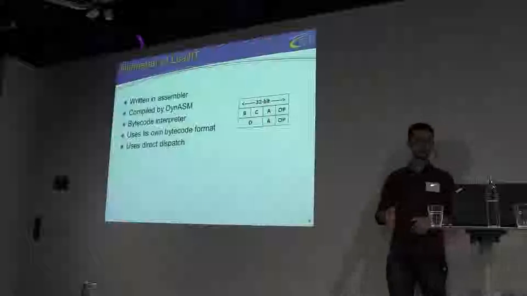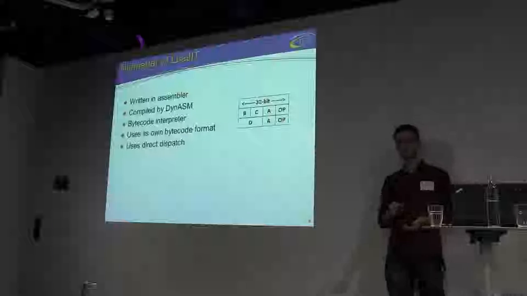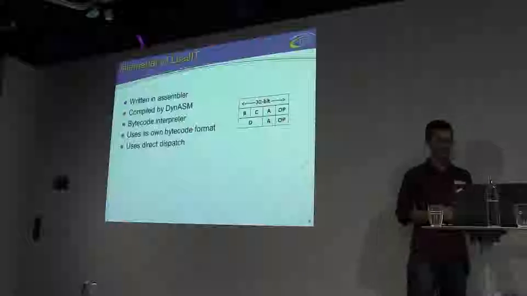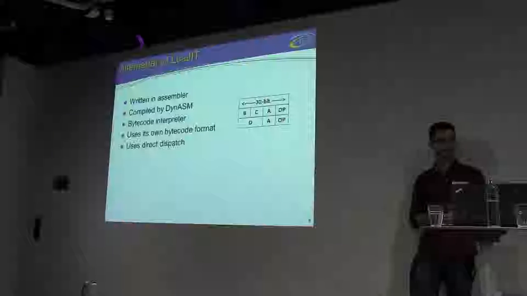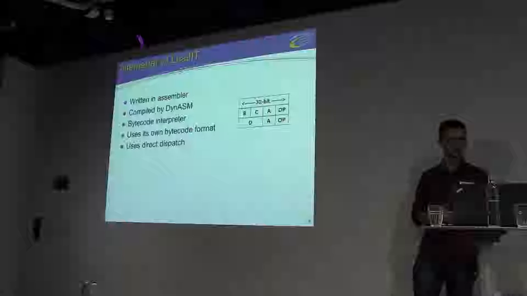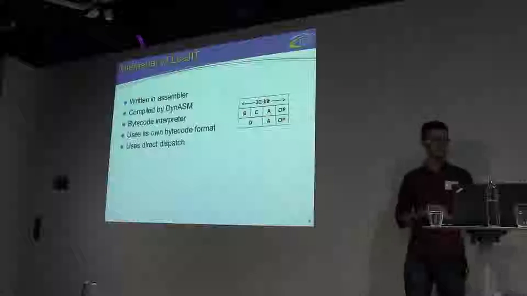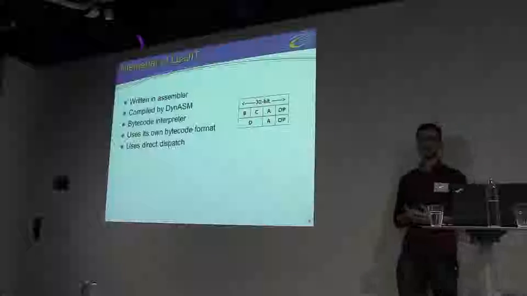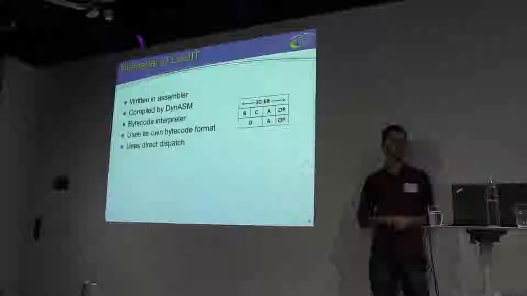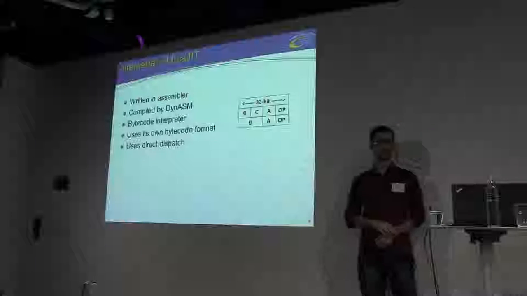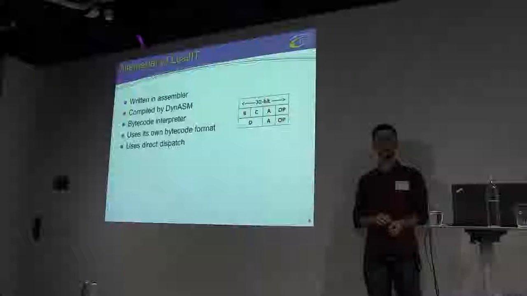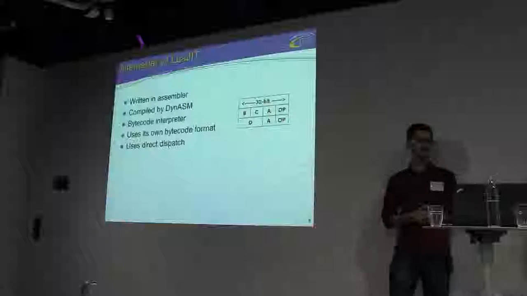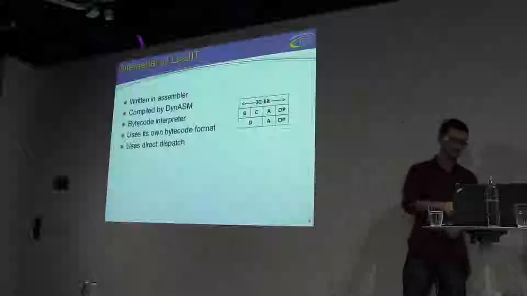It's a bytecode interpreter. It uses a custom bytecode format, and that is also one thing that is not compatible with Lua. It has different bytecode. As we can see, the bytecode instructions are 32 bits wide. They come in two flavors, three operand and two operand types. They have an 8-bit opcode. It uses direct dispatch. It's a method where the code of every instruction has a code attached to it which decodes the next instruction and jumps directly to its execution. That somewhat speeds up the interpreter.